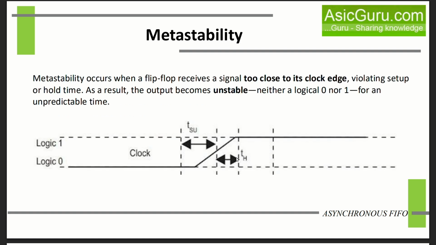Now what is metastability? Metastability occurs when a flip-flop receives a signal too close to its clock edge, violating setup or hold time. As a result, the output becomes unstable, neither a logic 0 nor 1, for an unpredictable time. For example, see here, this is the setup time of the clock edge and this is the hold time. If some data comes in between these, then it will violate the setup or hold time, and that data will go to the metastable state.